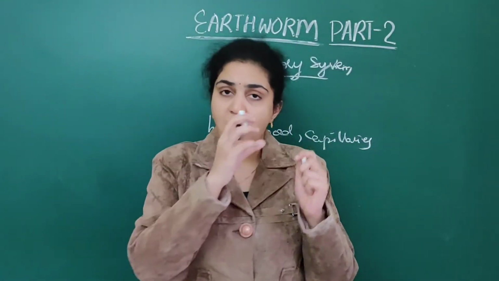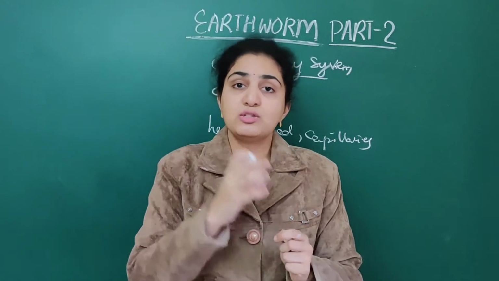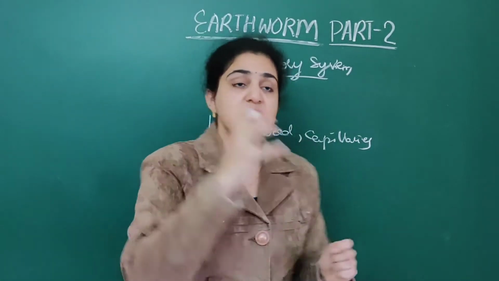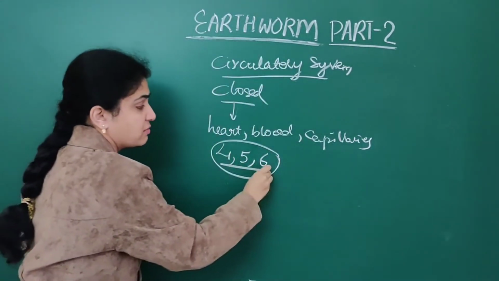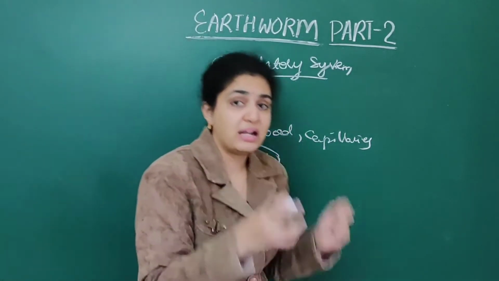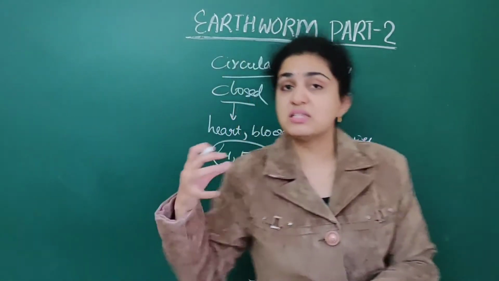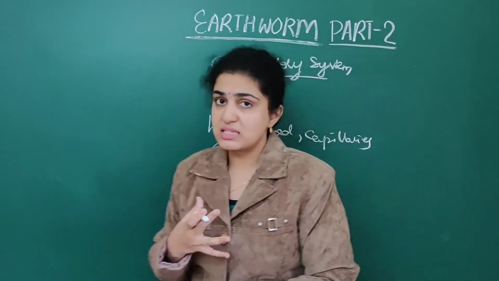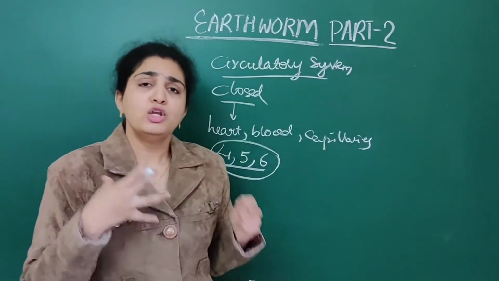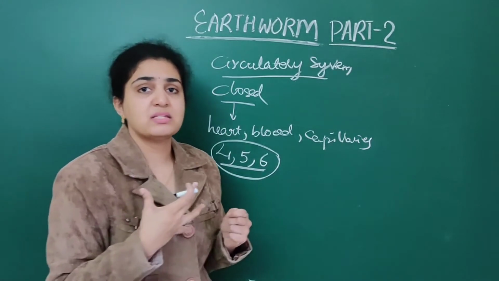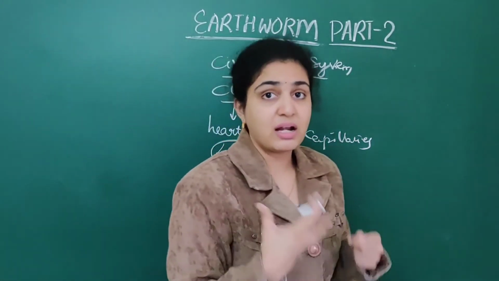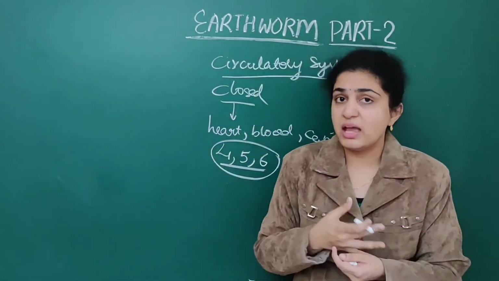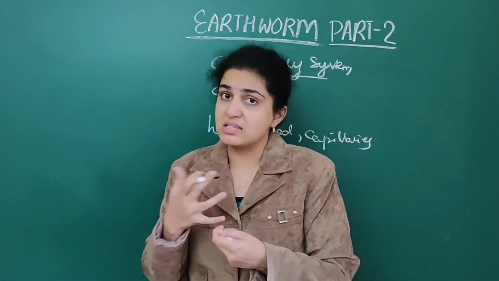That is the heart, as well as esophageal hearts and lateral hearts; these all are present in the 4th, 5th and 6th segments. The blood glands mainly associated with this heart are also present in the 4th, 5th as well as 6th segment. And numerous blood cells are present. Blood cells means like our RBC and WBC; they also have blood cells like that.